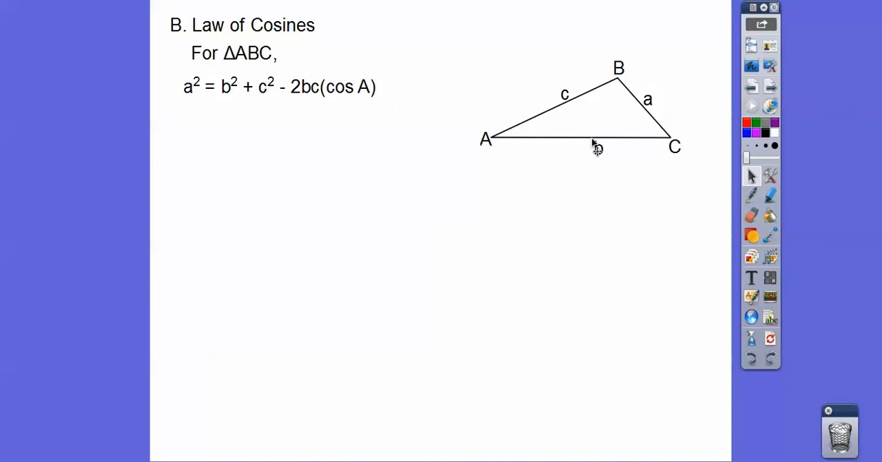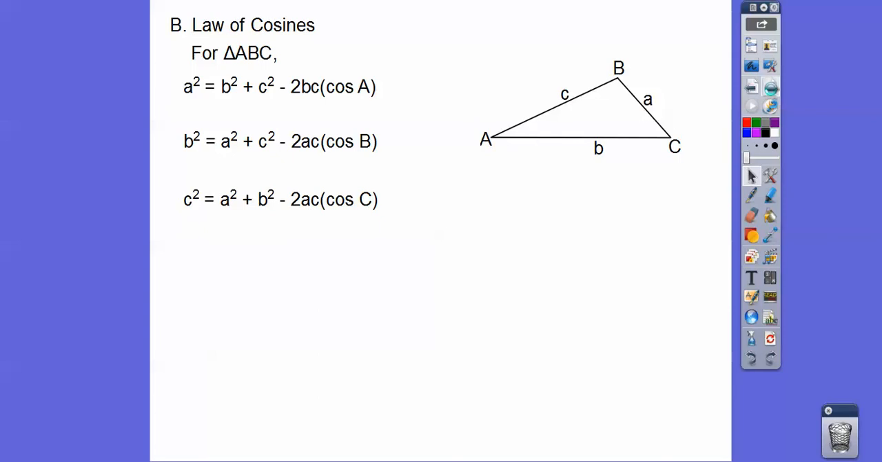Now if I did b squared, it would be a squared plus c squared minus 2ac cosine of B. And if we did this one, c squared would equal a squared plus b squared minus 2ab cosine of C. So these letters match up, which just means this is the side length opposite this angle, and it's all the other pieces that go along in there.